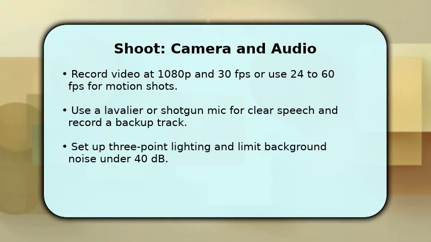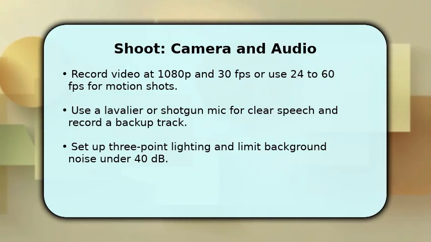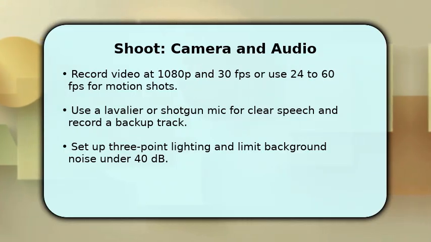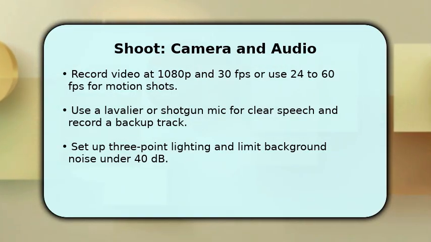Set your camera to record at 1080p and 30 fps for general content, or choose 24 to 60 fps for cinematic or high-motion shots. Place a lavalier or shotgun microphone close to the speaker and record a backup audio track to prevent loss. Test levels so peaks stay below 0 dB.